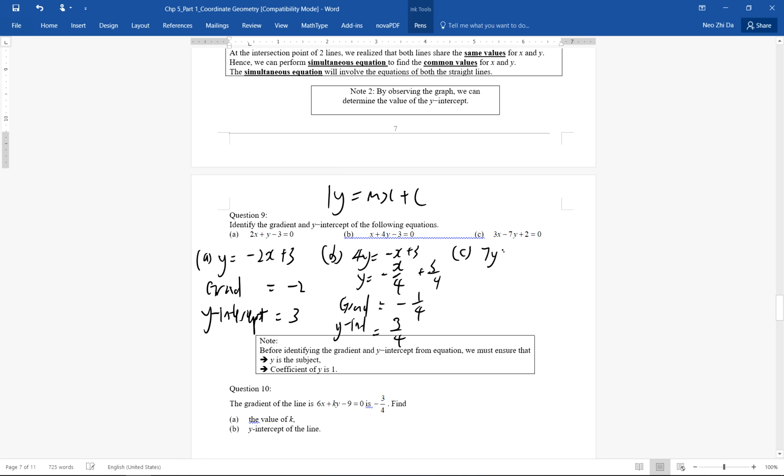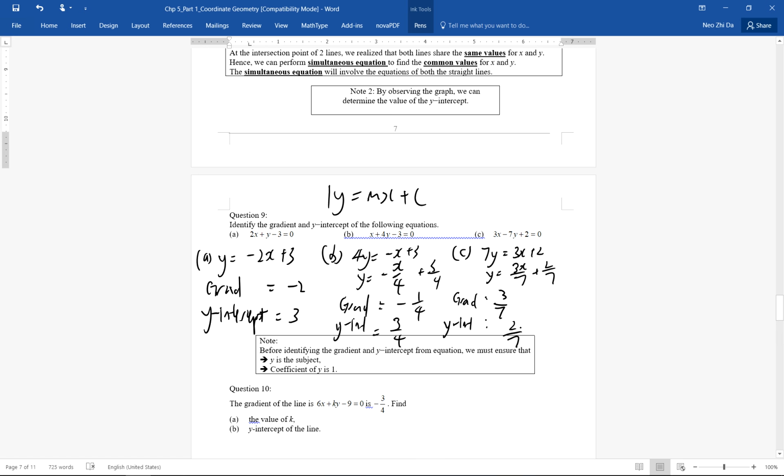So 7y equals to, okay, divide. So as usual, gradient, y-intercept. What's the gradient? 3, 7, or 3 over 7? Answer is 3 over 7. What's the y-intercept? 2 over 7.